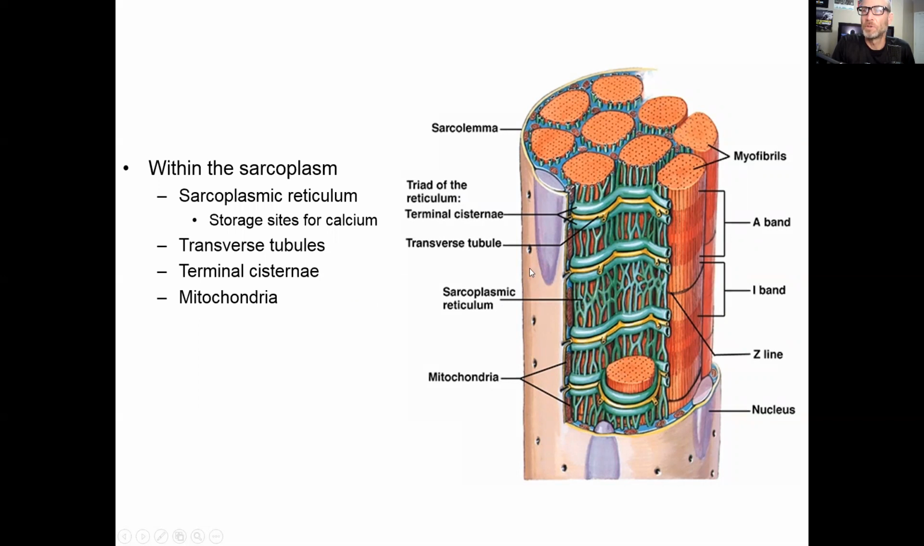And then there's the transverse tubules. Those are where the cell wall sort of goes down inside the cell and interacts with the sarcoplasmic reticulum. And we'll see in just a bit, when a muscle is told to contract, an electrical signal will go down within the transverse tubule, and it will indicate to the terminal cisterns to release the calcium from within the sarcoplasmic reticulum, and that calcium is important for muscle contraction to happen.